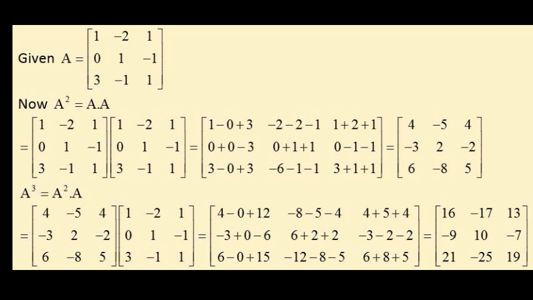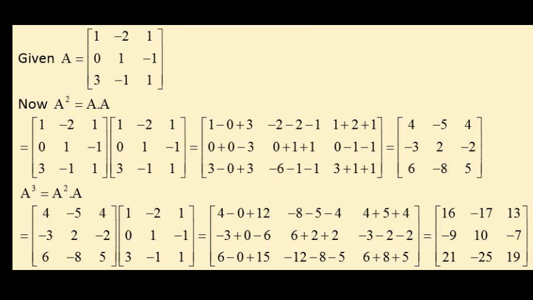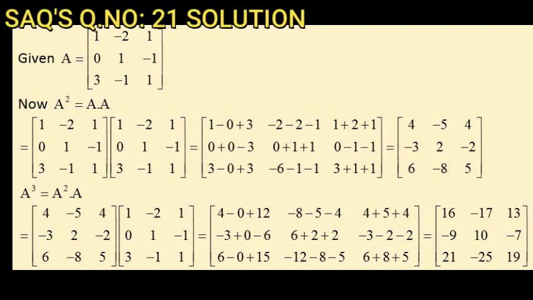Similarly, multiplying the second row with the first column, second column, third column gives the three elements in the second row. And multiply the third row with the first column, second column, third column gives the three elements in the third row. Simplifying, we get [4, -5, 4; -3, 2, -2; 6, -8, 5]. Again consider A cube, which is equal to A square into A. Same as above, multiplying, we get A cube: [16, -17, 13; -9, 10, -7; 21, -25, 19].